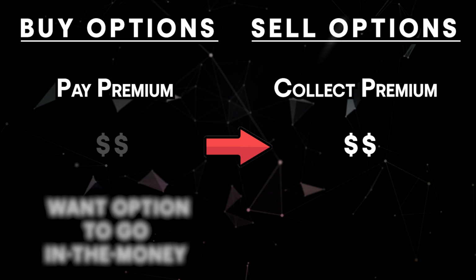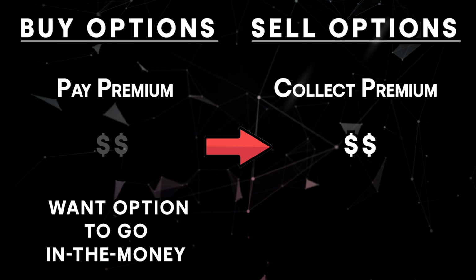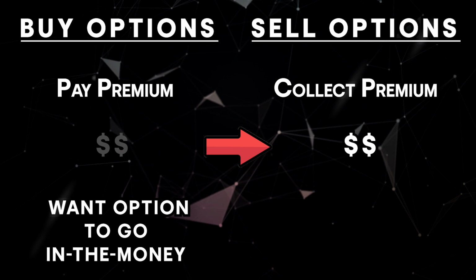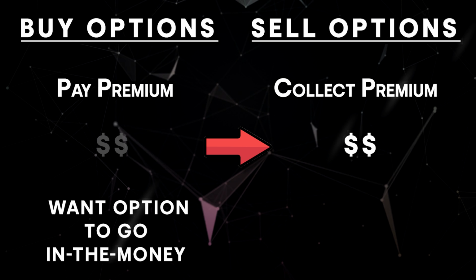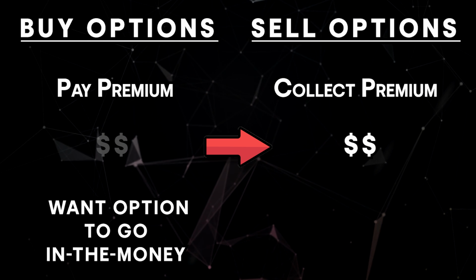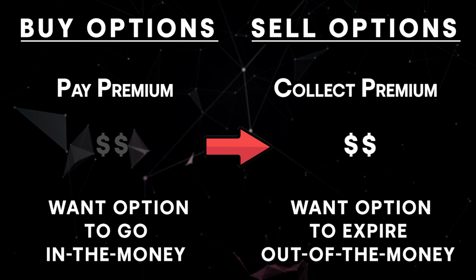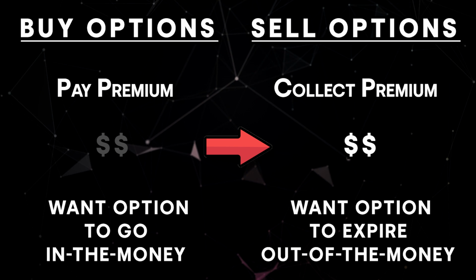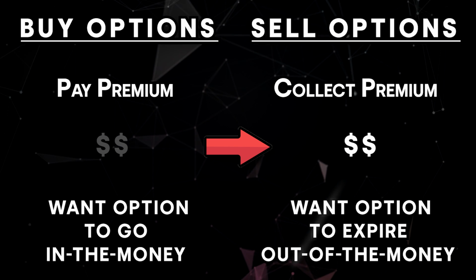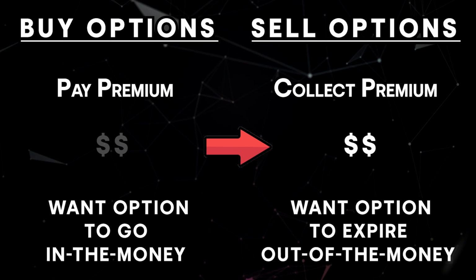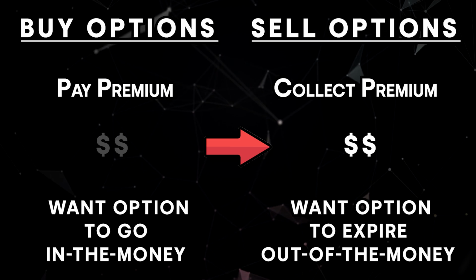As a buyer, I want the option to go in the money, because the further in the money an option is, the more money that I will profit from the option. And as a seller, I want the option to expire out of the money. That's because if the option expires out of the money, I won't have to buy or sell the stock, while at the same time, I get to collect a free premium.